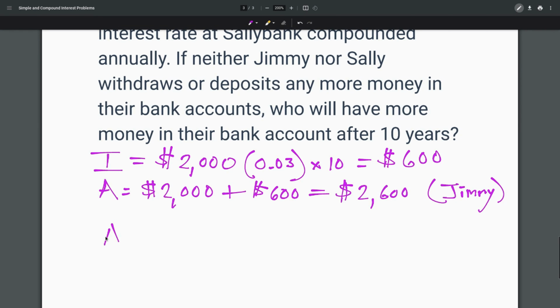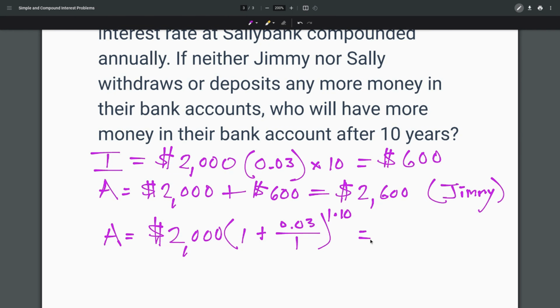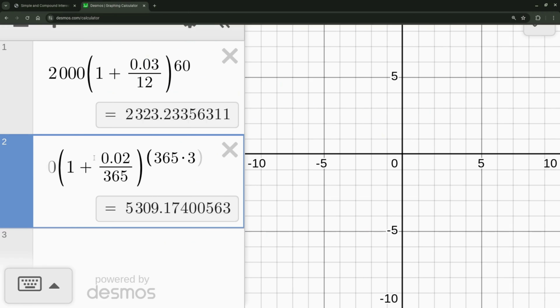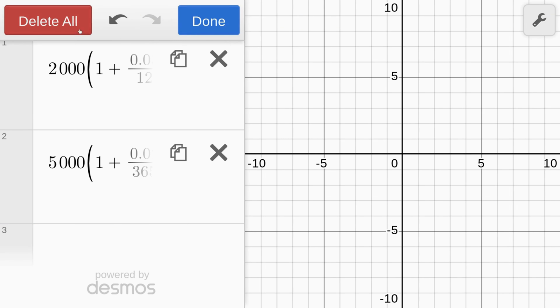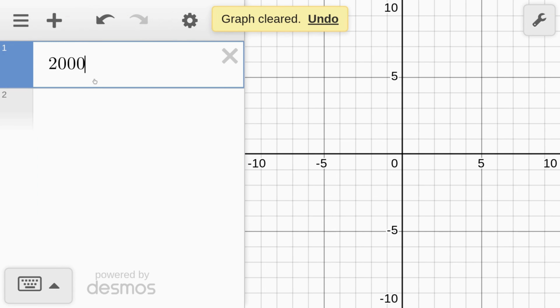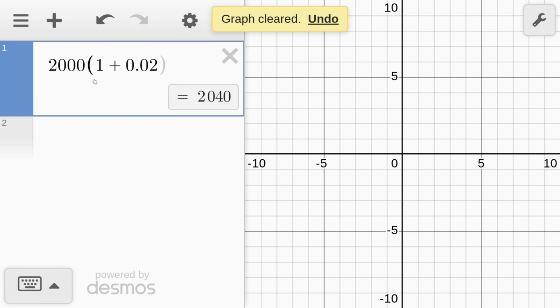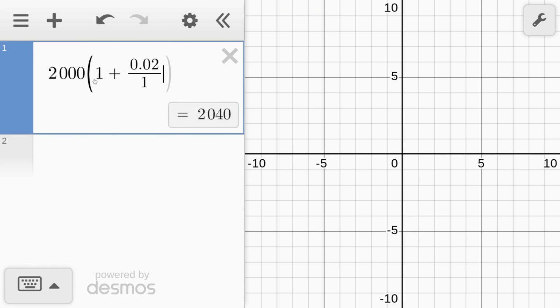Okay, so Sally's amount, she has compound interest, so it's going to be 2,000 times 1 plus 0.03 over, it's only compounded annually, so one time per year, to the 1 times 10 power. So that's to the 10th power. All right, so let's go over to Desmos. So I'm going to delete all. So I'm going to do 2,000 times 1 plus 0.02 divided by 1. And we're going to raise that to the 10th power.